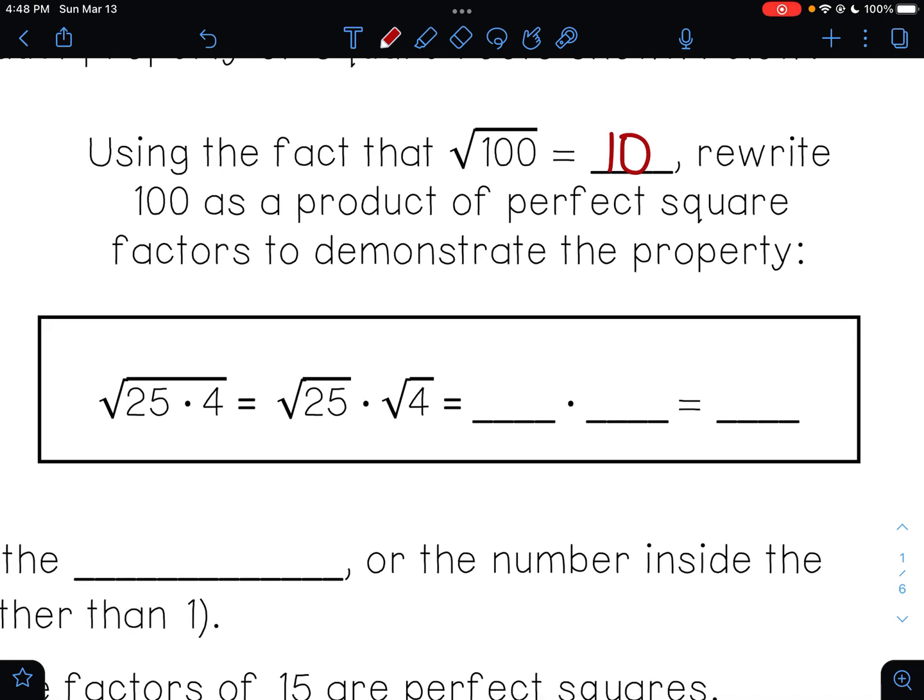We have the square root of 25 times the square root of 4. 25 times 4 is 100. So we break it down: the square root of 25 times the square root of 4. Then we know the square root of 25 is 5. The square root of 4 is 2, there we go. And 5 times 2 is 10. So that's just showing you how the property works and that it is an accurate statement, because we got what it equaled up here.